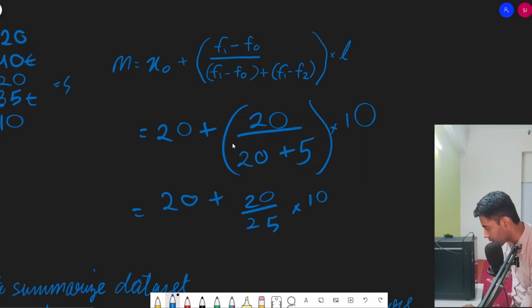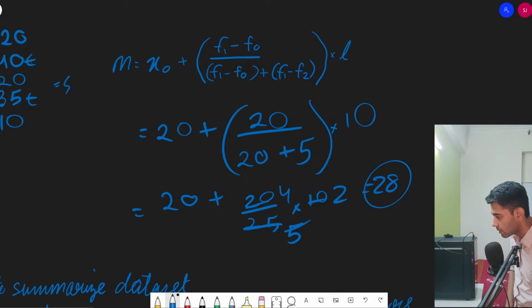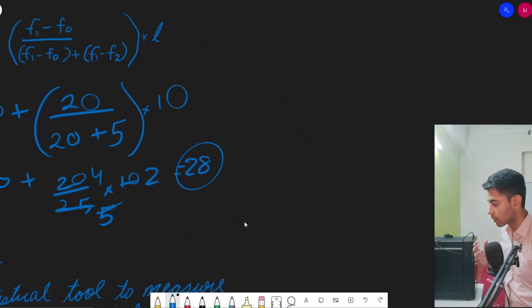Now you can simply solve this. This is 5, this cuts by 4, this is 2, therefore this is 8, and therefore 28 is going to be my answer. So in this data set, you can say that 28 is my mode.